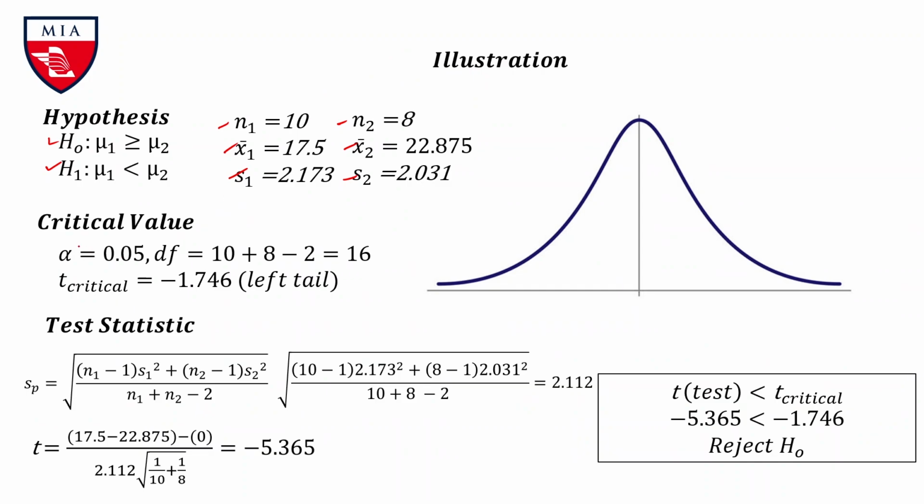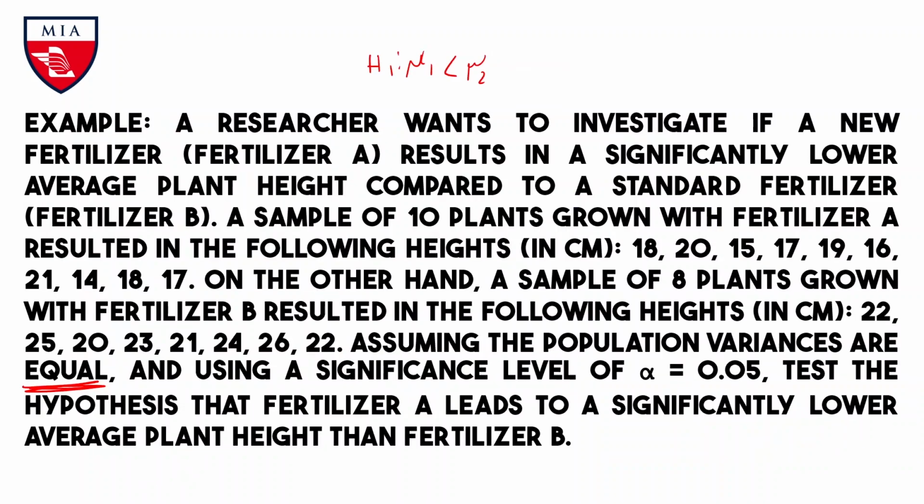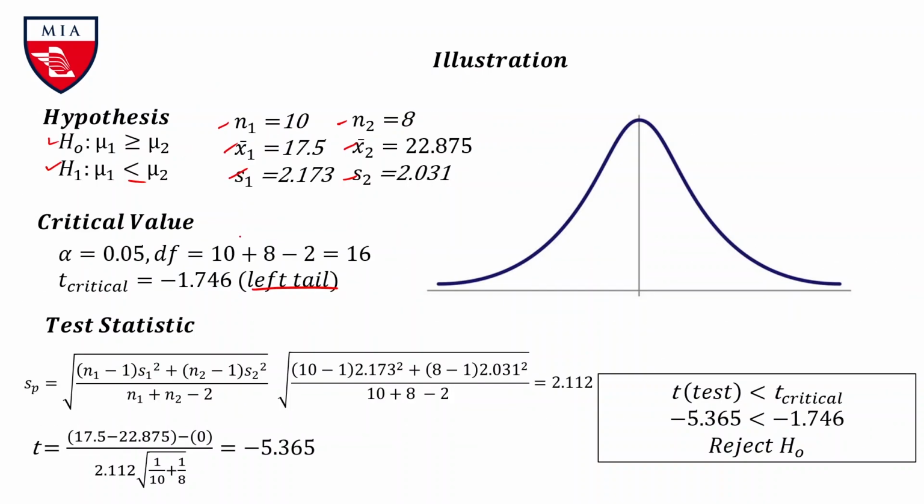For the critical value, we have alpha equal to 0.05. We have a left tail test because, again, our parameter is less than our parameter. So our DF is equal to 10 plus 8 minus 2. If our variances are equal, DF is n sub 1 plus n sub 2 minus 2. So we have 10 plus 8 minus 2, which is 16. And our alpha is 0.05.